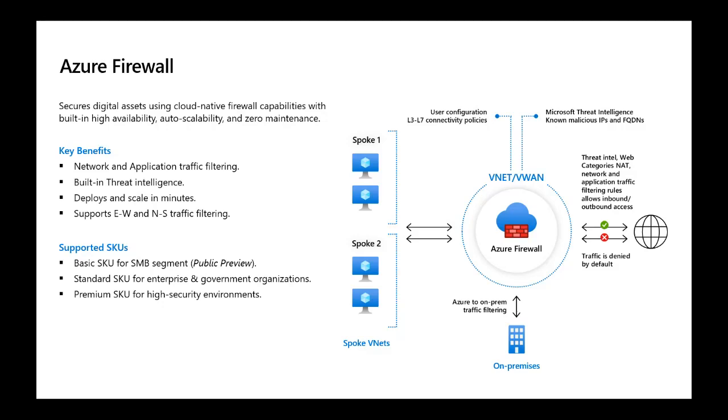So with this, you're able to filter bad domains, bad IP addresses, and of course, they're dropped before they enter into your environment. Azure Firewall, like I mentioned, is a cloud-based native solution. So it's able to deploy and scale in minutes. And it also supports east-west and north-south traffic filtering. Currently, we have 3 supported SKUs. This is the basic SKU, standard SKU, and the premium SKU.